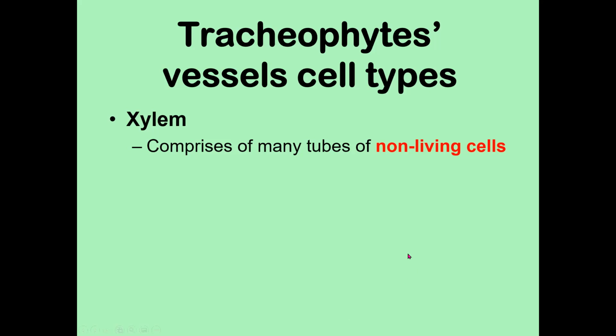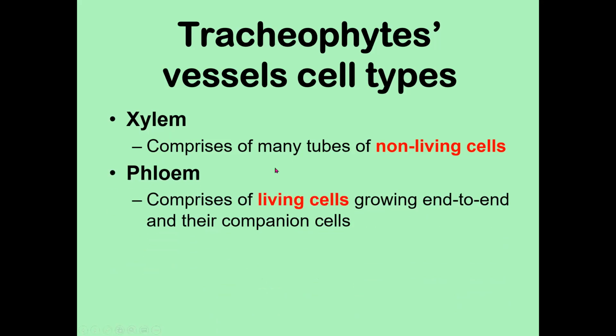And so the xylem, and they have many, many tubes. They were living once, but the nucleus and everything disappears, and they form these very long tubes, and we'll get to that later. And there's another group called phloem, and these are made of living cells, and they grow end to end, but they don't actually have a nucleus either, but they have these special cells that live next to them, which look after them. So someone's given them the appropriate name of companion cells.